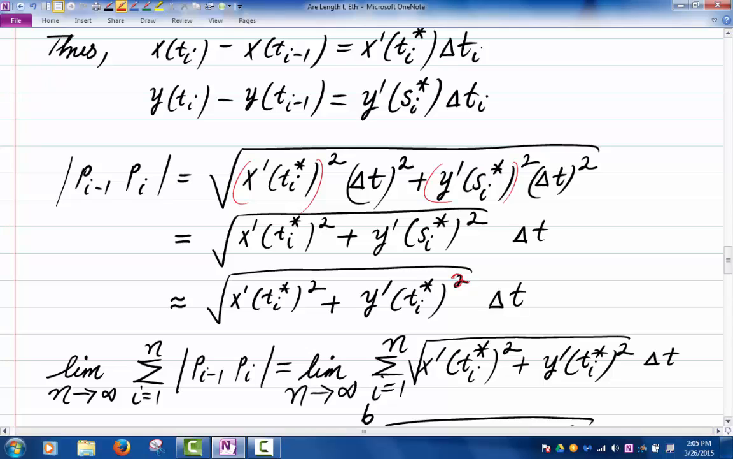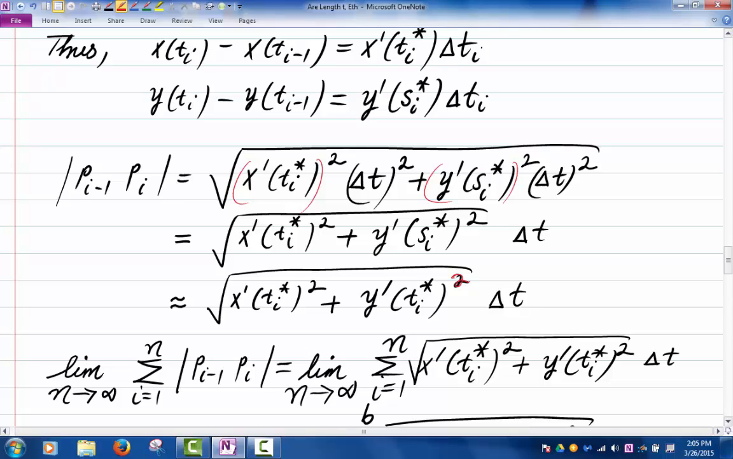All I have inside the square root is the x prime of t_i star squared plus y prime of t_i star squared. You might say, why did I have an s_i star, right? Why do I have t_i star now? Well, I'm assuming that n is so big that the intervals are so tiny that y prime of s_i star and y prime of t_i star are about the same. Very tiny interval.